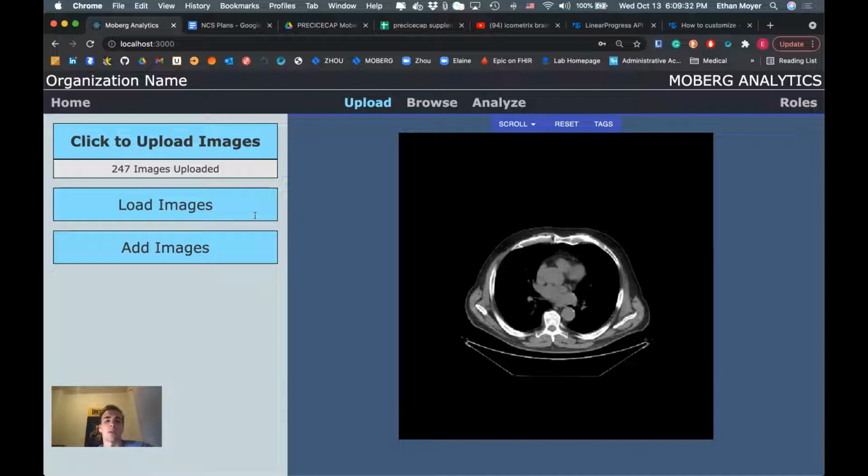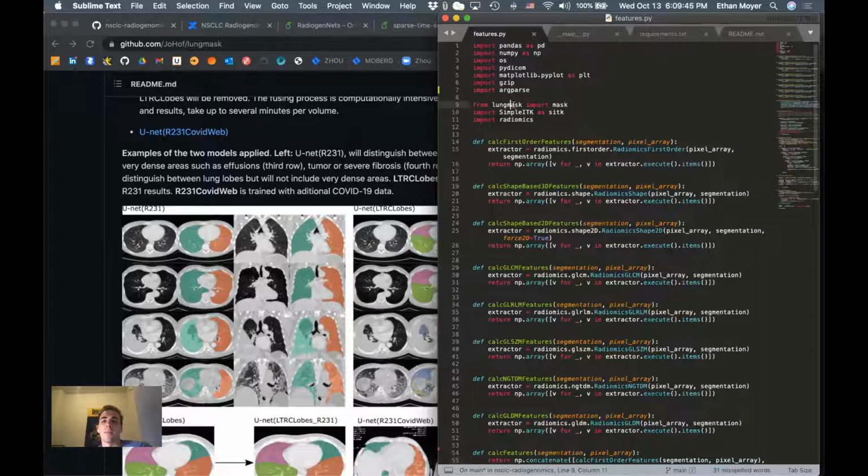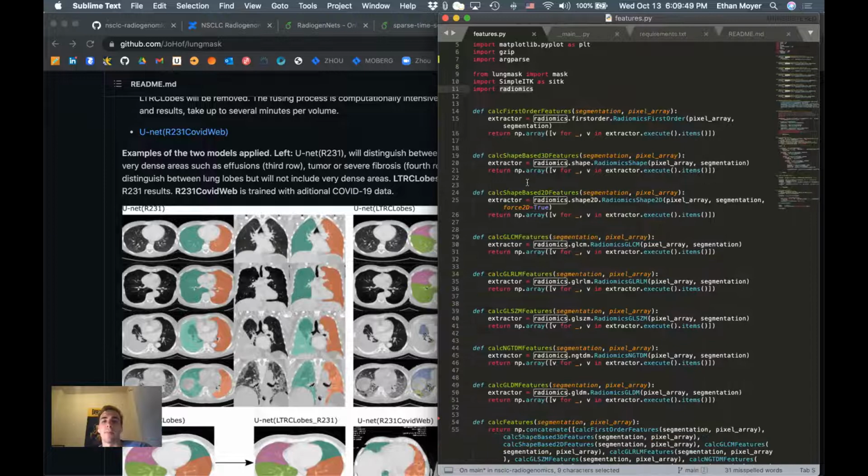I'm going to answer some questions. So the stage of the project, we've found the data set, and right now we're talking about the features, extracting features from the data set. So I'm using the Pyradiomics library to extract features from the DICOM images.